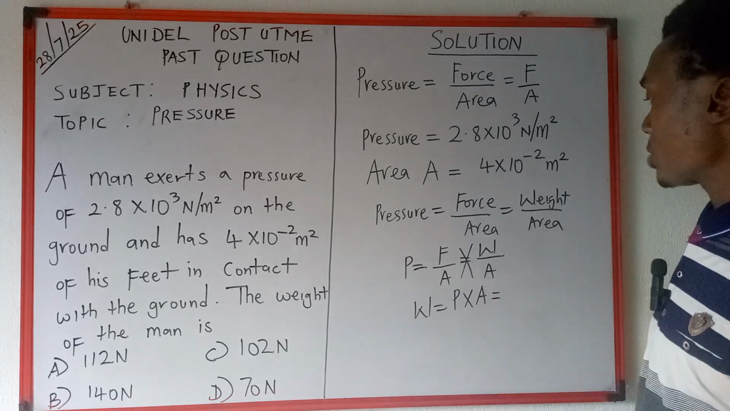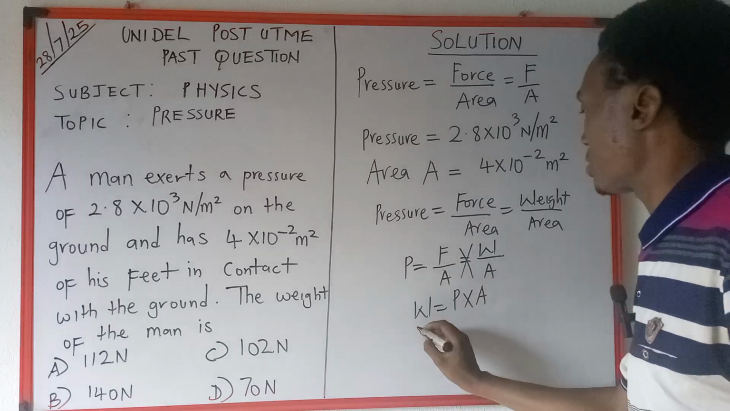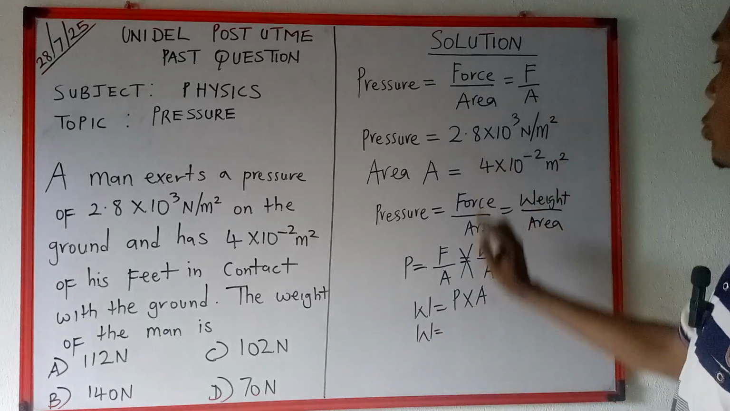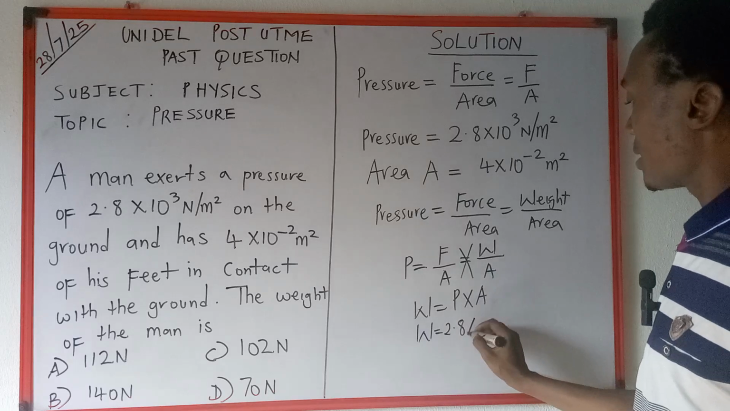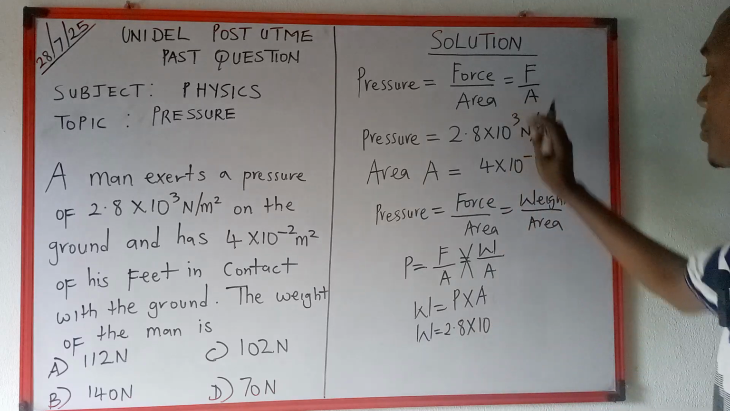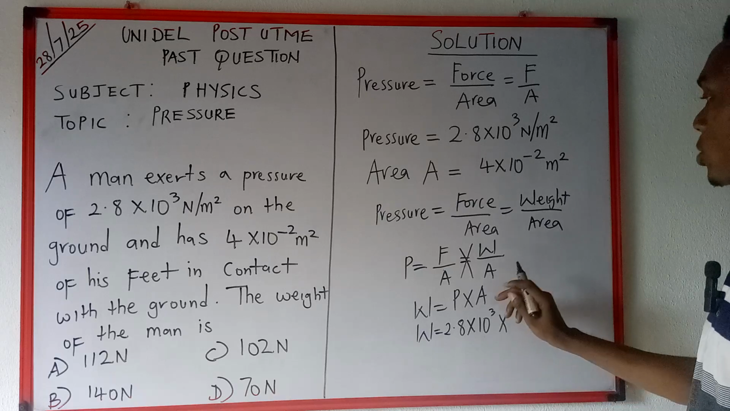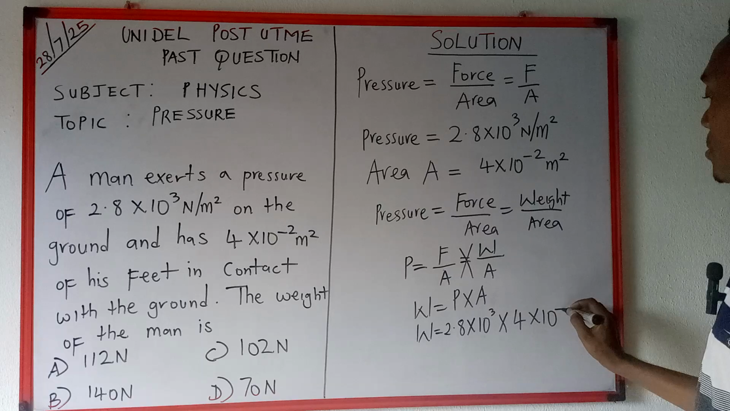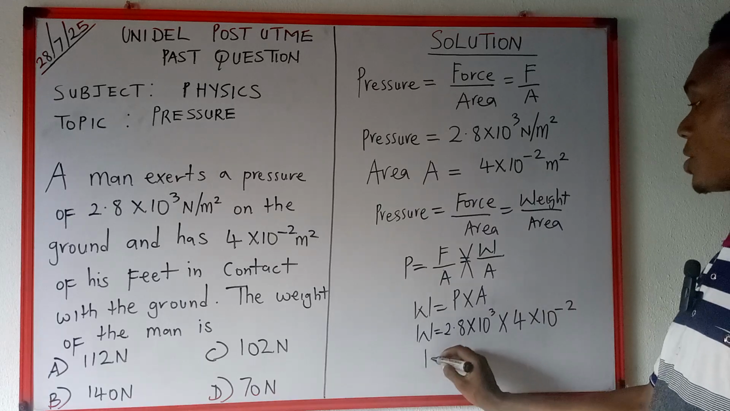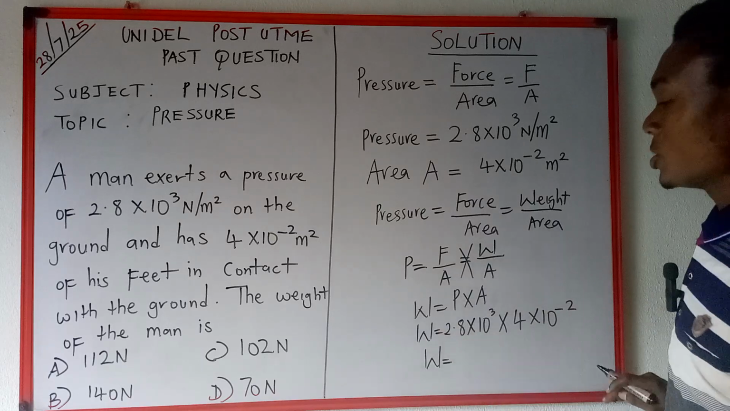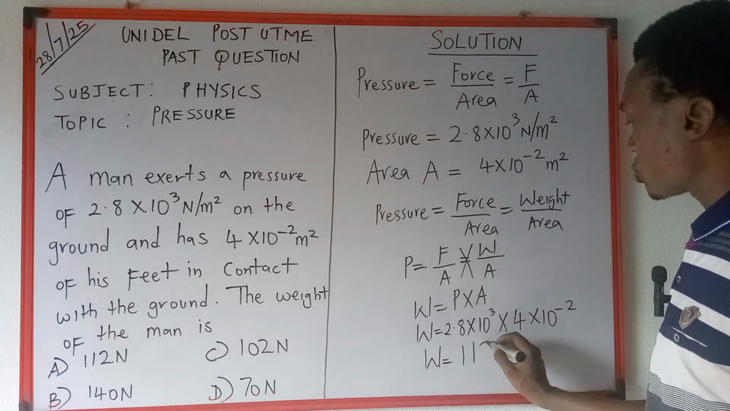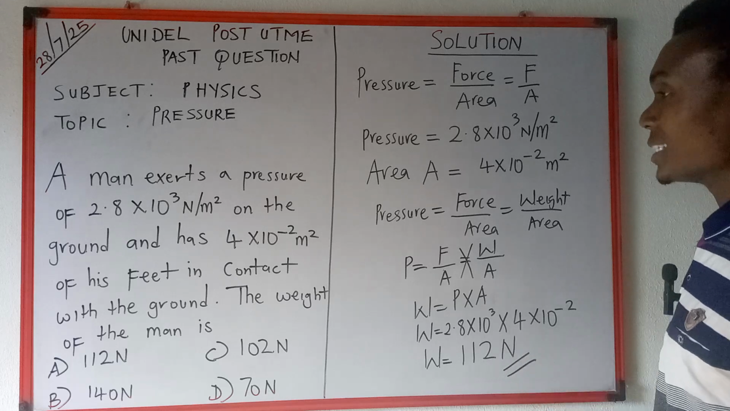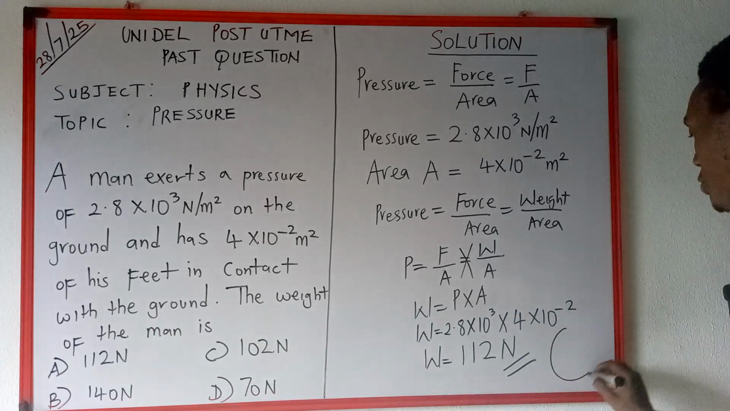So if you get your calculator ready, you notice something, that pressure times area. So what is the pressure there? 2.8 times 10 raised to the power of 3. So what is my area? 4 times 10 to the power of minus 2. So if you get your calculator ready and multiply, you're going to have 112 Newton. And that is option A.